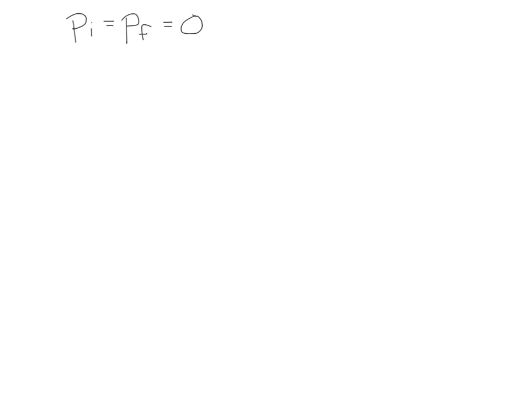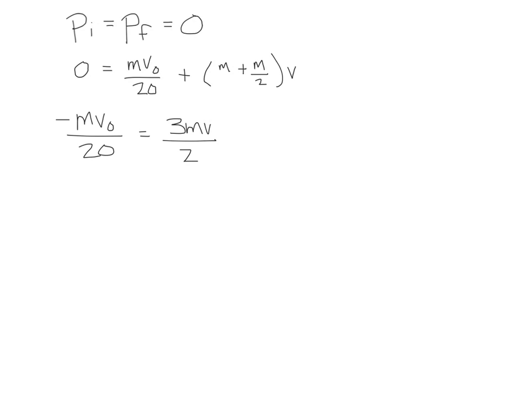So for this problem, the initial momentum is going to equal the final momentum, and both of those are going to equal 0. So I'm going to set up that equation. Here we see that 0 equals m v0 over 20, because that is going to be the momentum of the stone, plus m over 2, the mass of the disk plus the mass of the person, times their final common velocity, which I've noted as v. Then I'm going to do some algebra to rearrange for v. At this point I will notice that the m's do cancel, and then I can finish up my algebra rearranging for v.